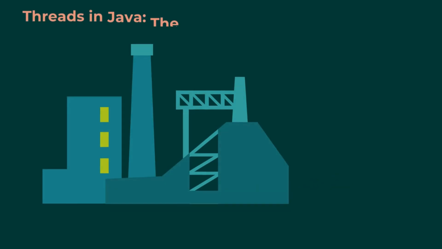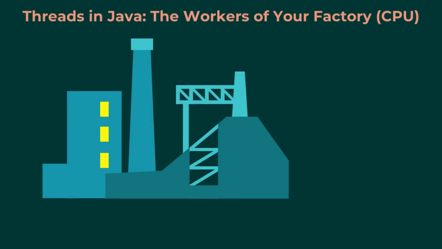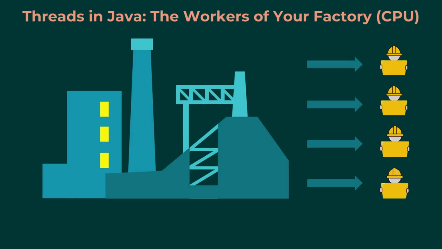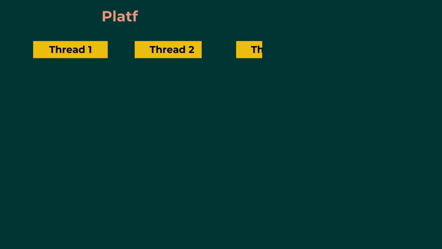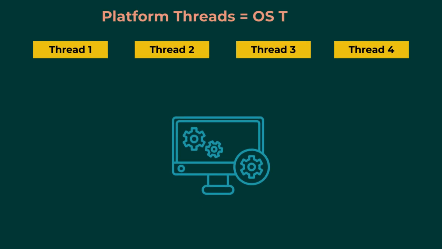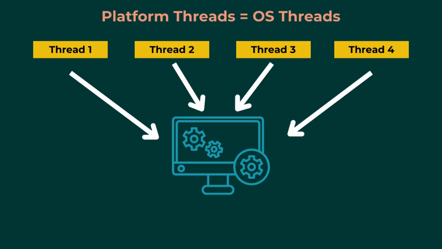So let's start simple. What is a thread? Think of your CPU as a factory and threads as workers. The more workers you have, the more tasks you can handle at once. But there is a catch. The factory has limited space and workers need resources like desks and tools to get things done. In Java, the threads we create are called platform threads and they are one-to-one mapped to operating system threads. This means that for every Java thread you create, there is an underlying thread managed by your operating system.